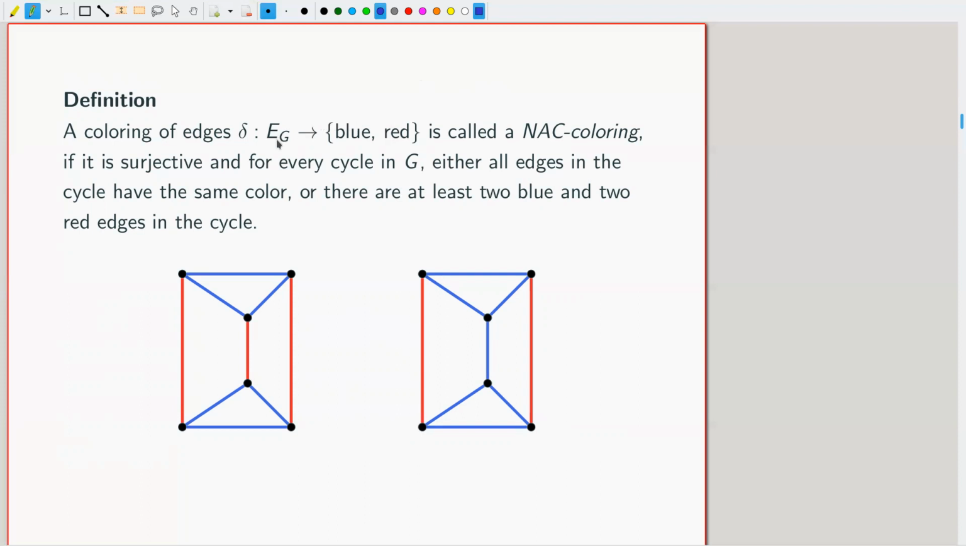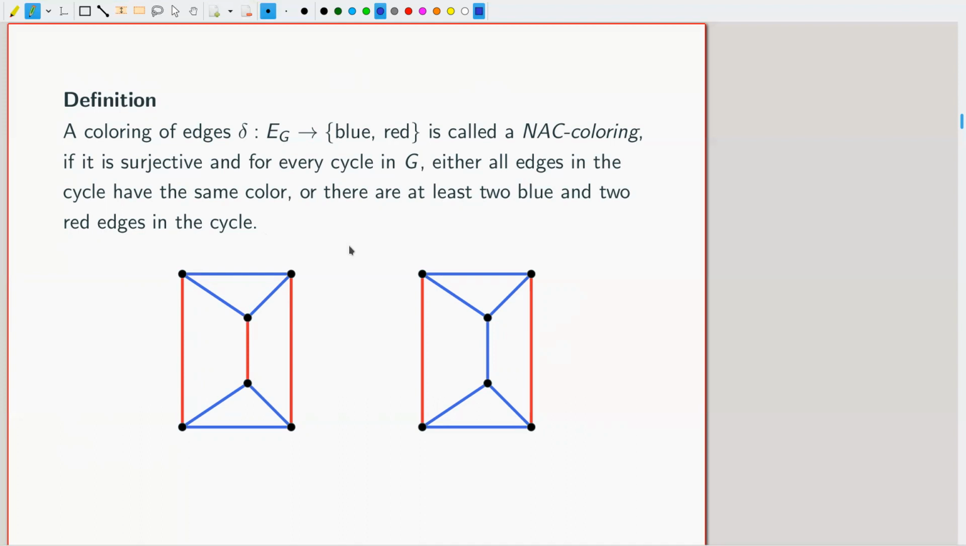So we have two colors, let's say blue and red. We require to use both colors, otherwise we get something trivial. And our condition is that for every cycle in the graph, either all edges in the cycle have the same color. That's something we can see, for instance, here in this triangle. All three of them are blue. Or there are at least two blue and two red edges in the cycle. So it cannot happen that I would have everything but one edge blue and that one edge red, or the other way around.